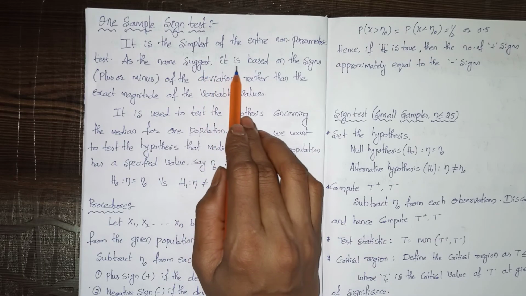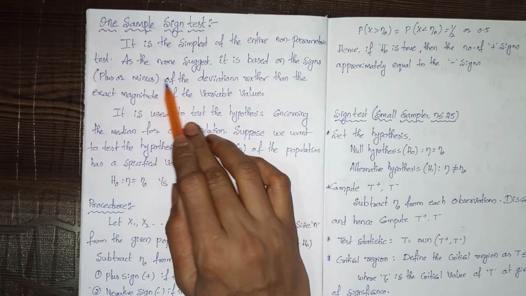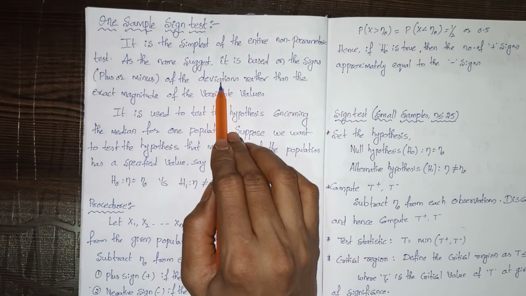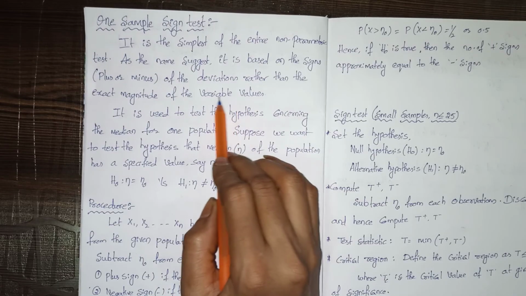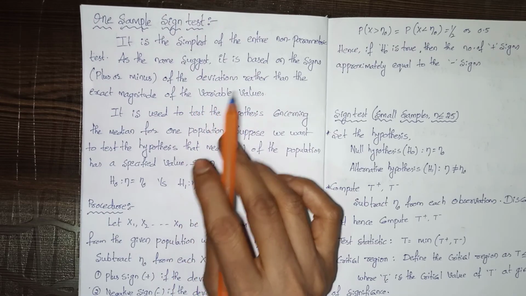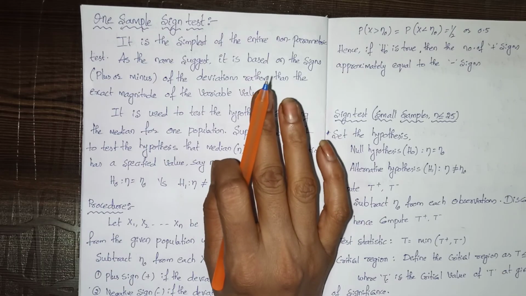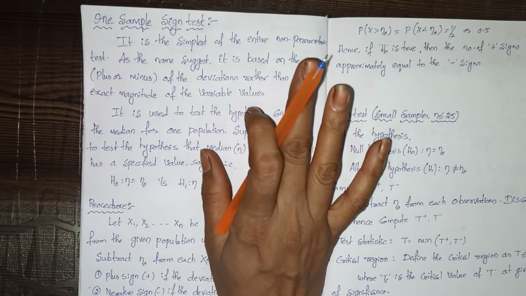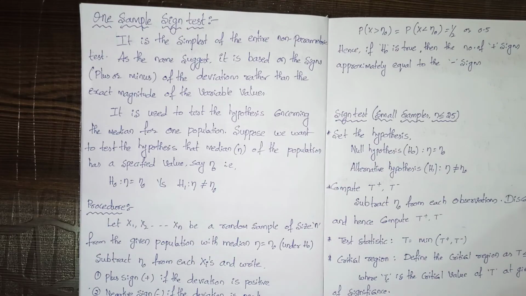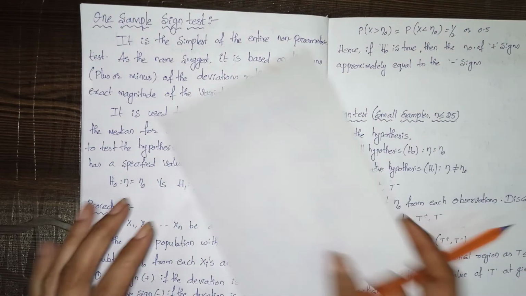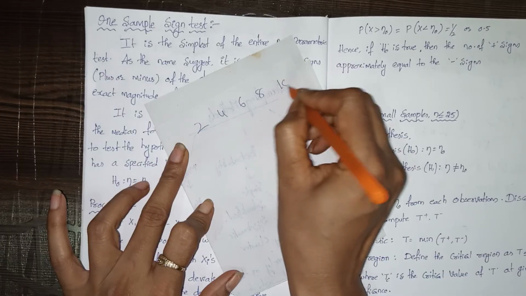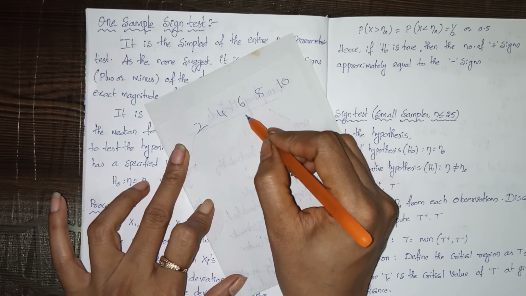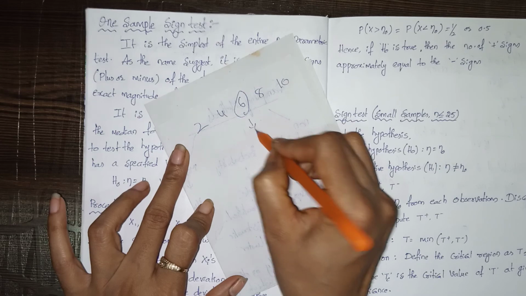As the name suggests, it is based on the signs, plus or minus, of the deviations of the observations, rather than the exact magnitude of the variable values. Here we don't consider the numeric values, we only want the signs, whether plus or minus, that's it. For example, 2, 4, 6, 8, 10, and here the median is, let's say, 6.